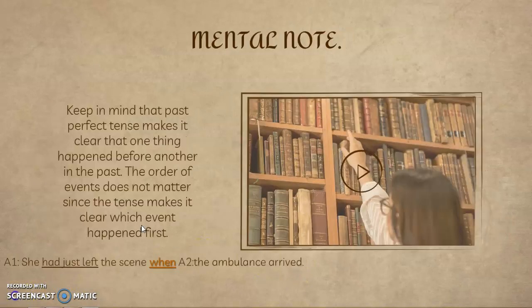Okay, as we are talking about two actions that happen one before the other, it's important to realize that the order doesn't matter. It's worth mentioning that we can use simple past in this kind of sentence. For example, she had just left the scene when the ambulance arrived. Action 1 is she had just left the scene, and action 2 is the ambulance arrived. How can we connect them? Using our word when.